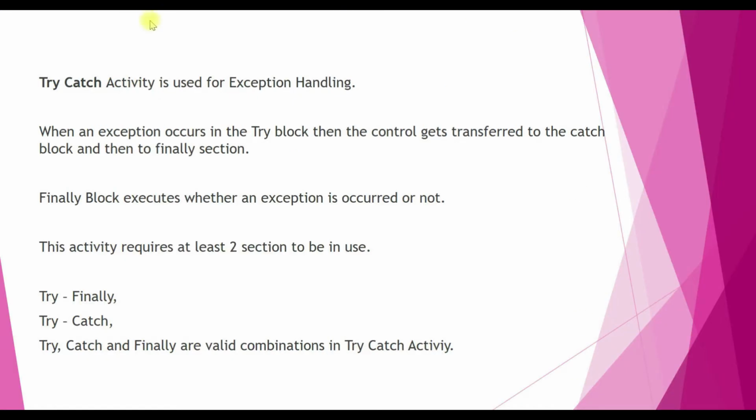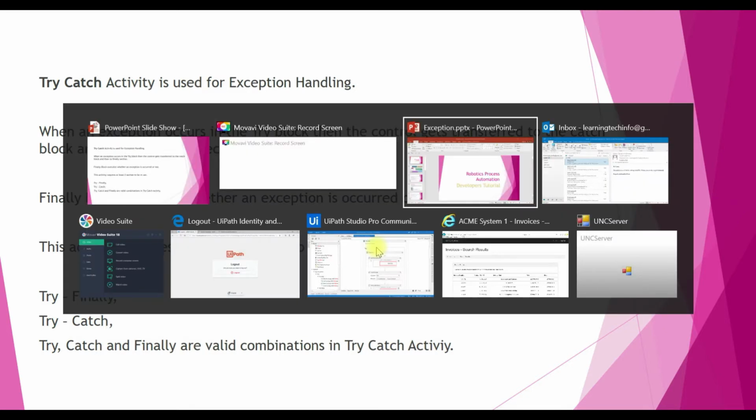Now we are going to see try catch activity. That is, when an exception occurs in the try block, then the control gets transferred to the catch block and then to the finally section. Finally block executes whether an exception occurred or not. Friends, another important point to be noted is, the finally block will get executed if no throw activity is used in the catch block. Otherwise the finally block will not get executed. And then try catch activity requires at least 2 sections to be in use. I will show what it actually means.